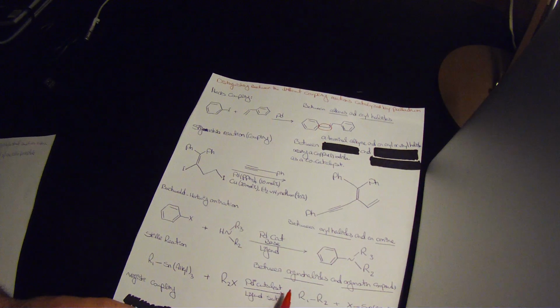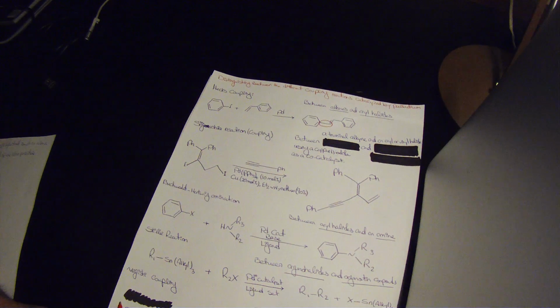The next one is the Stille reaction, which is between organohalides and organotin compounds. Now, as we're going to see a little later, the second metal here is what defines this reaction. In this case it is tin. In the case of Negishi, which I discussed today, it is zinc. So using a palladium catalyst, again, we are able to attach the two R groups together through a carbon-carbon bond.